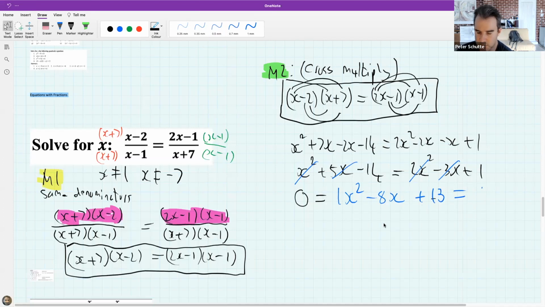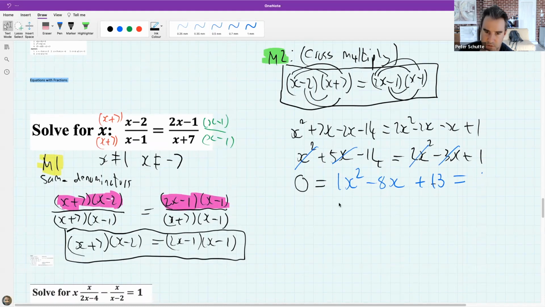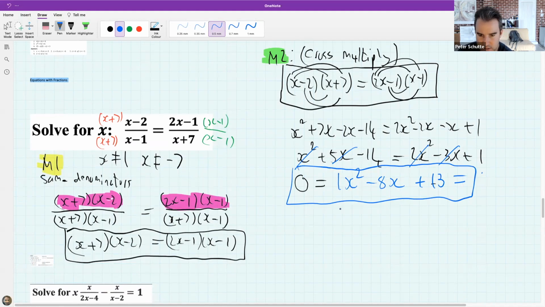Because we're running out of time here, I'm going to help you guys a bit more. I wouldn't have rushed you this much, but time is running out. So the trinomial I get is x squared minus 8x plus 13. So where did you get the terms from? What did you do to get the terms?